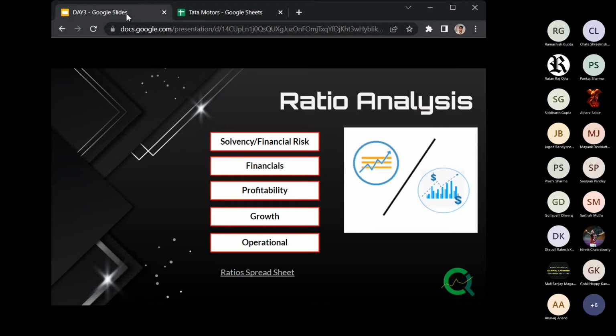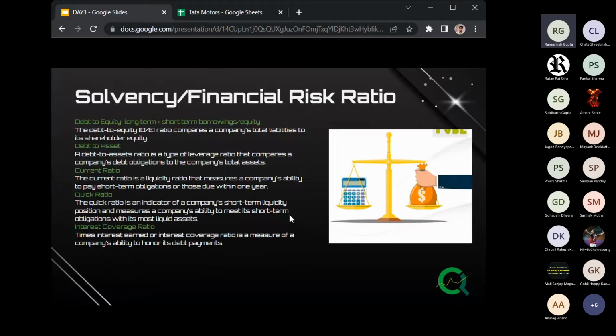Okay. So now I'll start with solvency or financial risk ratios. The first one is debt to equity. Debt is something that is a liability to the company, and equity is something it has borrowed in some sense from the shareholders. What we get from this debt to equity ratio is how much debt we have and how much equity we have. In a very good scenario, it should be strictly less than 1.